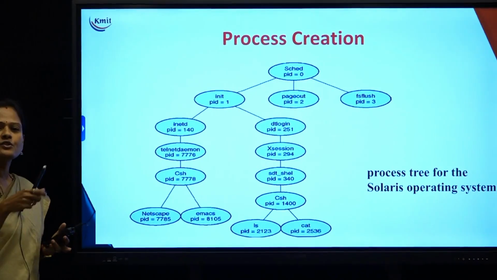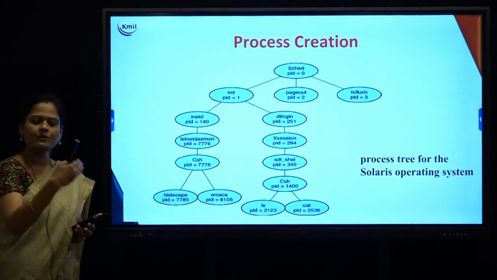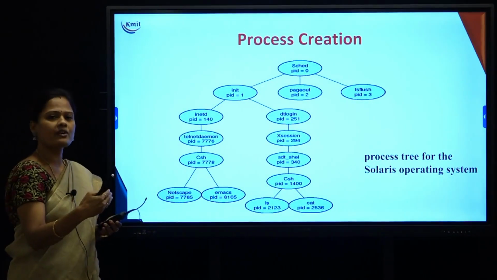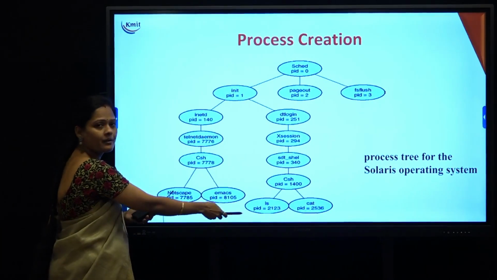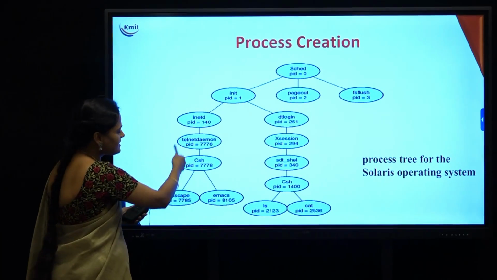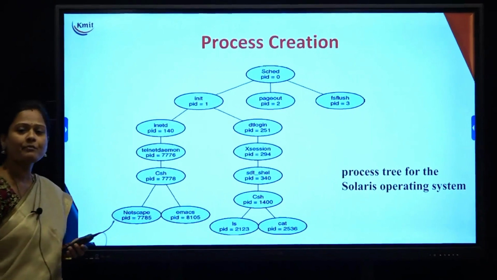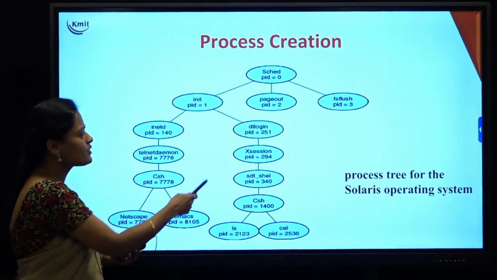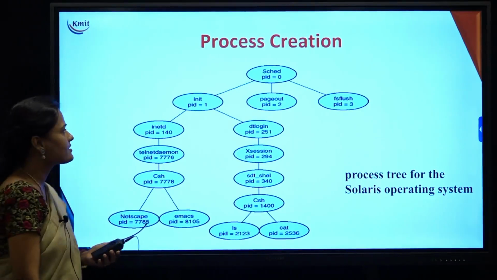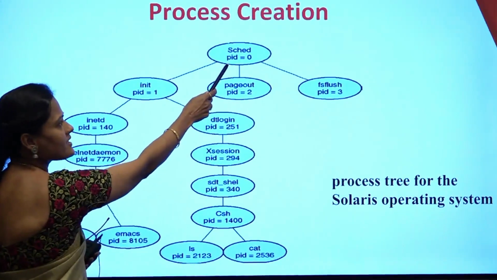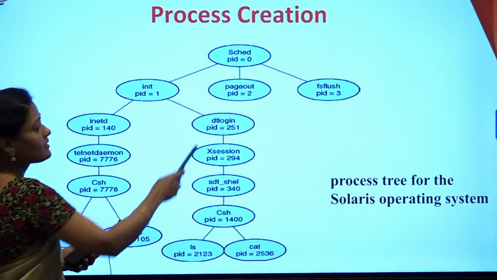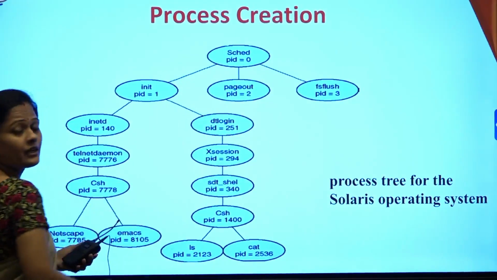As you go on creating processes, one process can call fork and create a child process. Like that, any process can create any number of child processes. If you look at this tree structure, this is a sample tree structure used in the Solaris operating system, where each box shows the name of the process and the ID indicated below it.